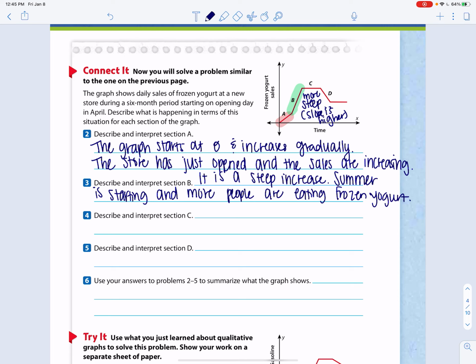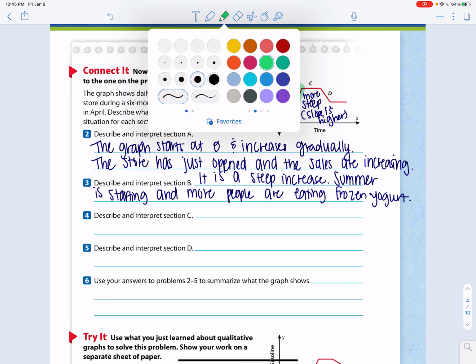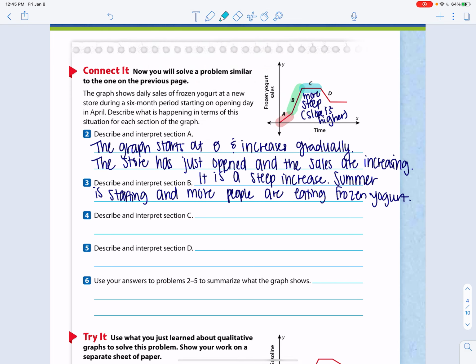All right, moving on to C. Looking at C, the sales are still high, but they're not increasing. All right, so it's kind of like they've hit their ceiling. So they've made the most they've made since they've opened, but they're not increasing anymore. They're kind of just steady. They're constant. Okay. All right, so this, of course, section C, this section is flat.